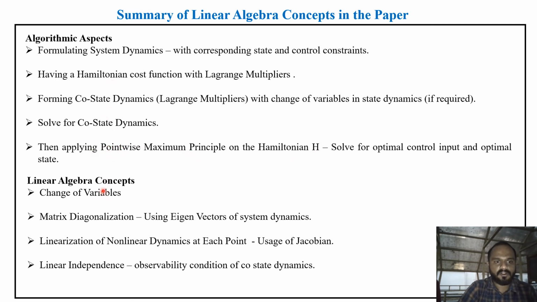And now the linear algebra concepts. The linear algebra concepts used here are the change of variables to linearize, to make a state for the co-state variables and make the system dynamics for these co-state variables. They used matrix diagonalization using the eigenvectors for the system dynamics. They used linearization of nonlinear dynamics using the Jacobian. The Jacobian is a kind of linear transformation at a specific point, and linear independence was used for proving the observability of the state dynamics.